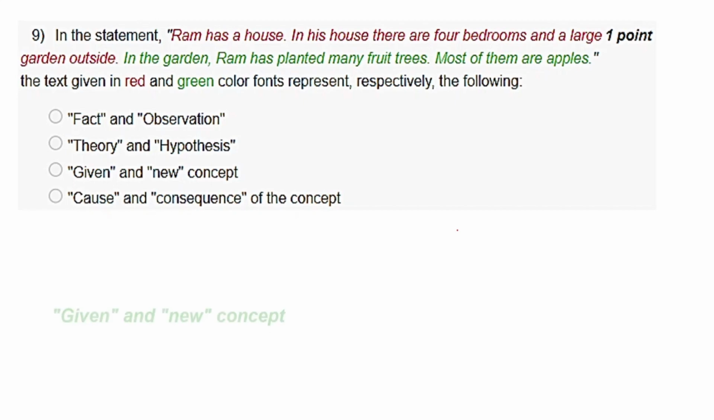Okay. Anybody else? Okay, I don't know. It should be fact and observation. Given and New concept, no. It should be fact and observation. Yeah. So Ram has a house. Yes, this was incorrectly written there. So Ram has a house, in his house there are 4 bedrooms. It is factual knowledge. And in the garden, Ram has planted many fruit trees. That's observation. You are observing that he has planted many fruit trees. So most of them are apples. Yeah, the answer is wrong. It should be fact and observation. I don't know why it's given as new concept. I'll check it once. It's fact and observation, definitely.